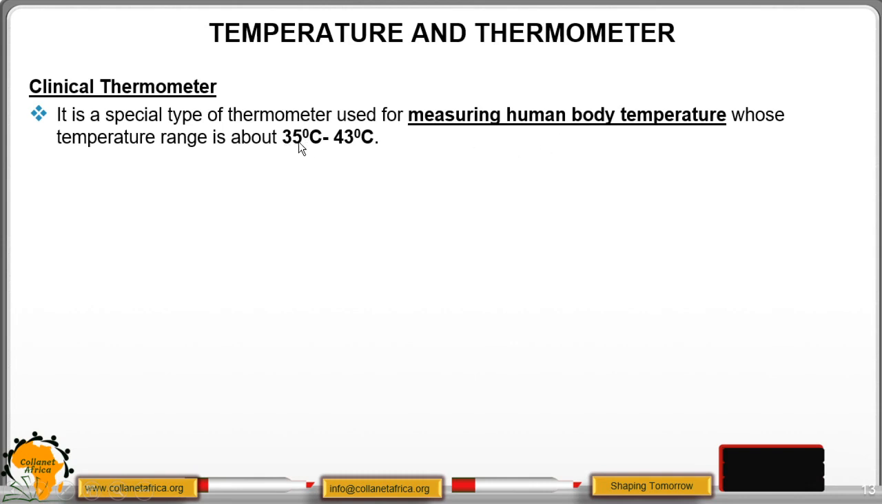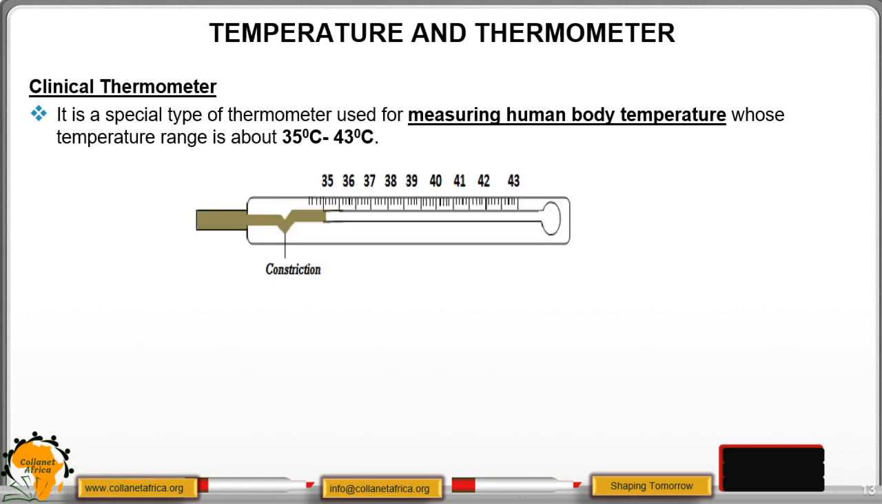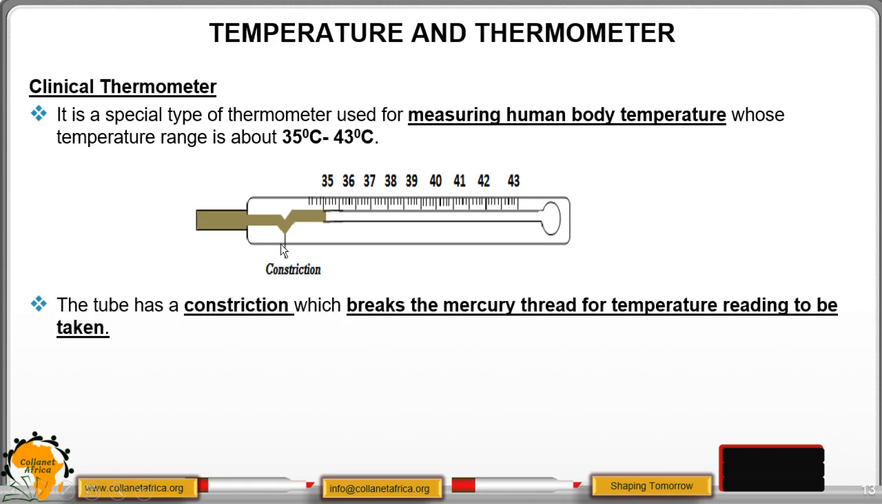Therefore, its temperature ranges from 35 degrees to 43 degrees because that is where we have the normal temperature of a human being. We have the figure here. In this figure, we have constriction, and as you can see, it has the scale from 35 to 43. So what is the purpose of this constriction? As you can see, this is a curve.